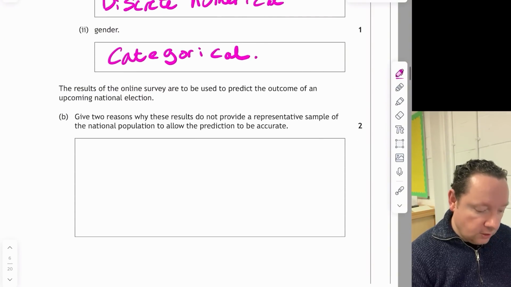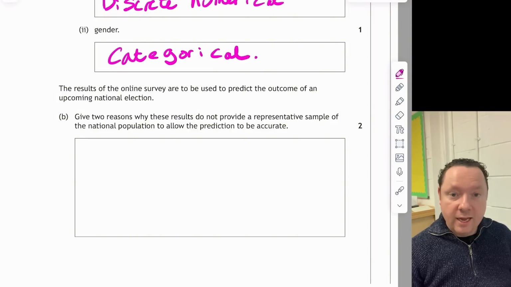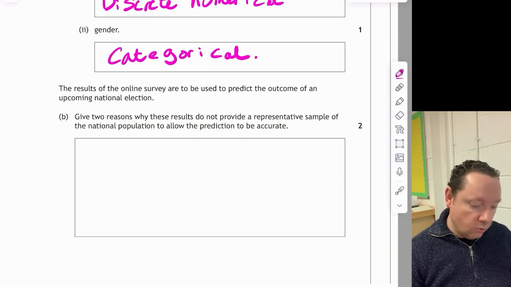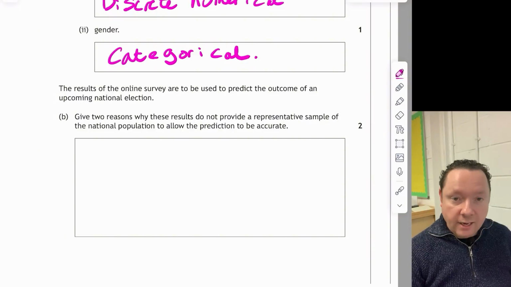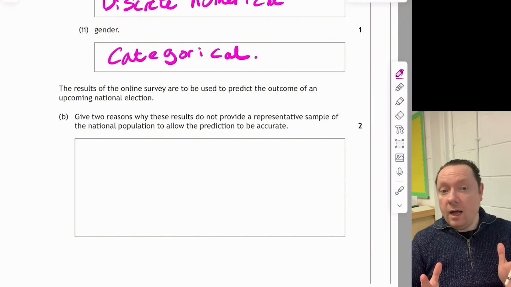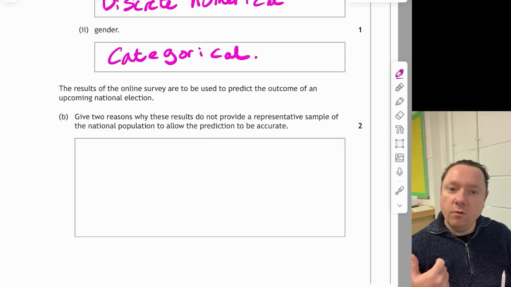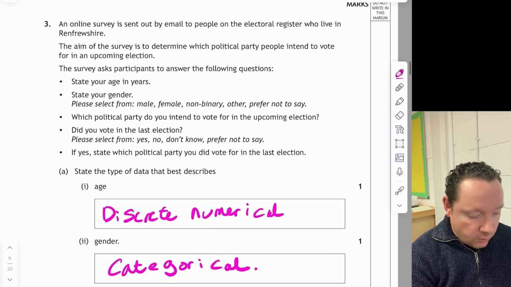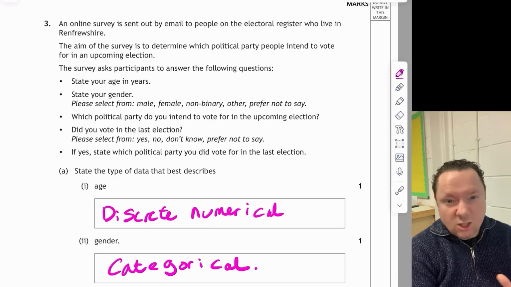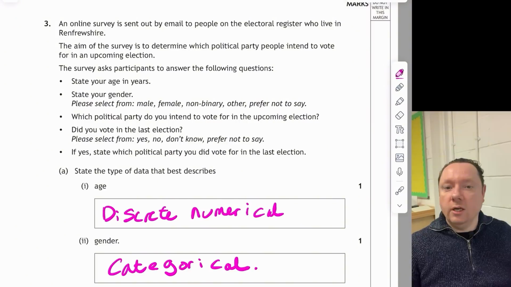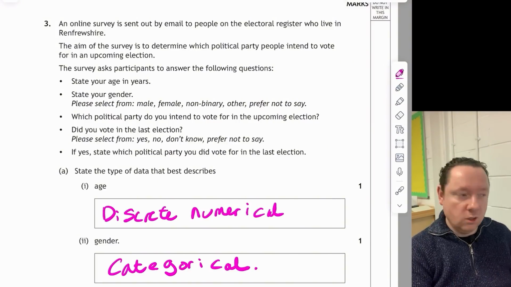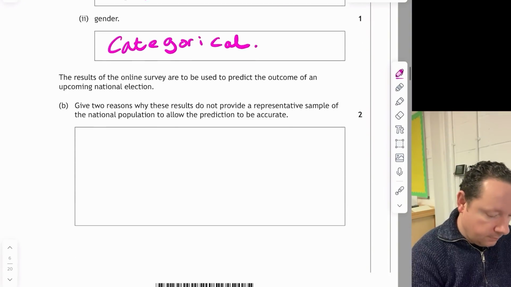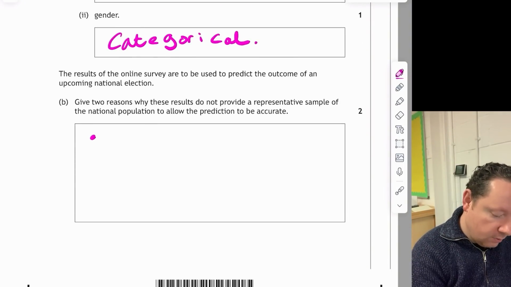The results of the online survey are used to predict the outcome of an upcoming national election. Give 2 reasons why these results do not provide a representative sample of the national population to allow the prediction to be accurate. There is a number of answers possible for this question, but I'll go through the most obvious ones. The first most obvious one is this. This survey took place in Renfrewshire, which is just a small little place. It's nothing to do with the whole country, so it's not a national survey, it's a local survey. That's the first reason. So we could just write that. First, it was not a national survey.